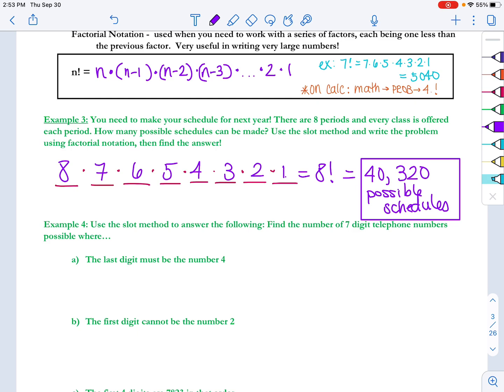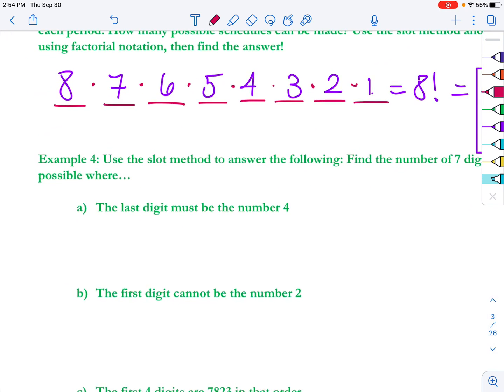Let's look at telephone numbers, for example. This is tricky because, for telephone numbers, does the number you choose for the first digit have any effect on your second one? For this one, actually, no. We can use the slot method for independent examples as well.